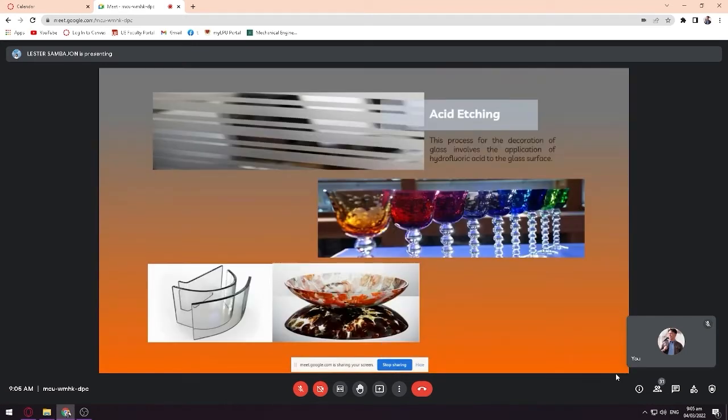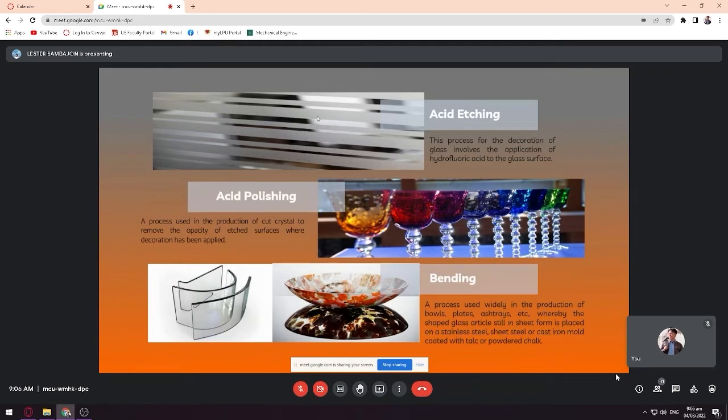First is acid etching. Now this process for the decoration of glass involves the application of hydrofluoric acid to the glass surface. Now hydrofluoric acid vapors or baths of hydrofluoric acid salts may be used to give glass a matte, frosted appearance, which is similar to that obtained by surface sandblasting. As you can see, we have here an example of what a glass would look like after acid etching. So this is, kung makikita nyo, mostly ginagamit to sa mga opisina.